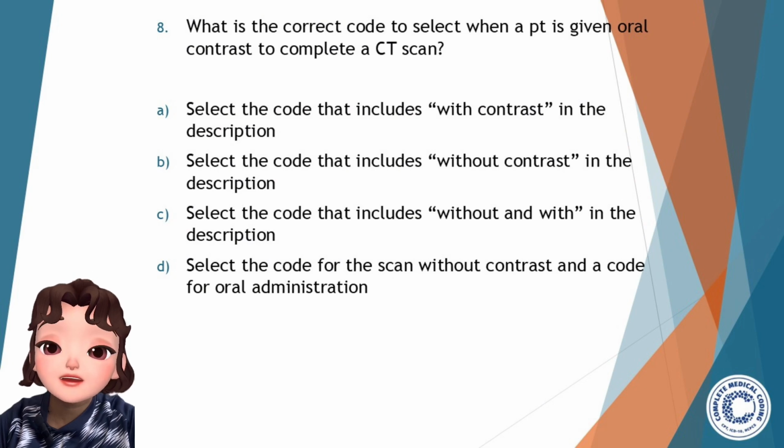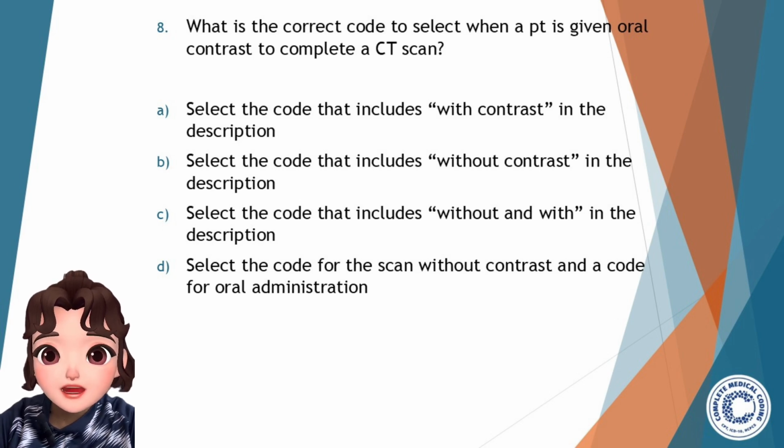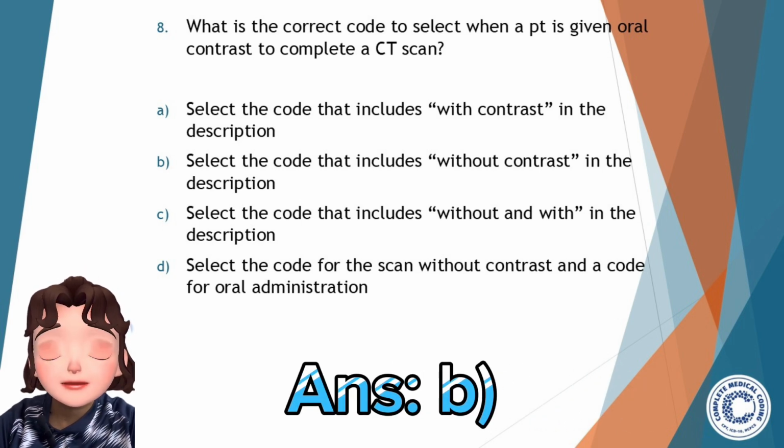If oral contrast is already mentioned, we have to select the code that includes without contrast in the description. So the answer is option B. Select the code that includes without contrast. Okay, because already in the documentation or already in the description, with contrast is mentioned. So select the code that includes without contrast. Okay.